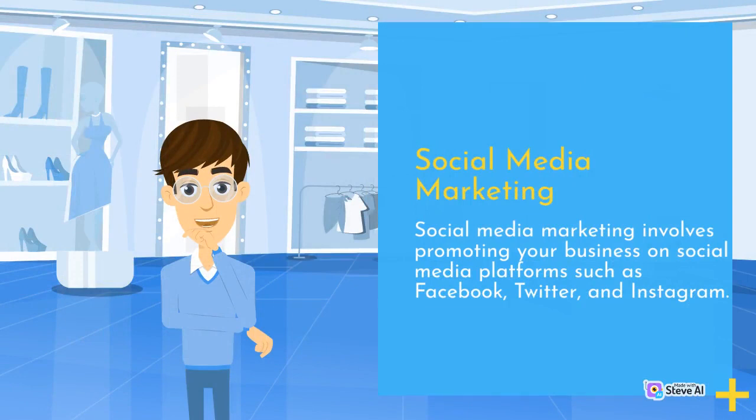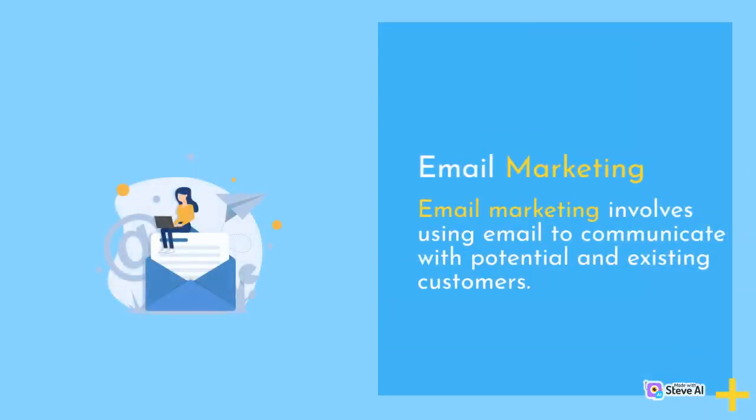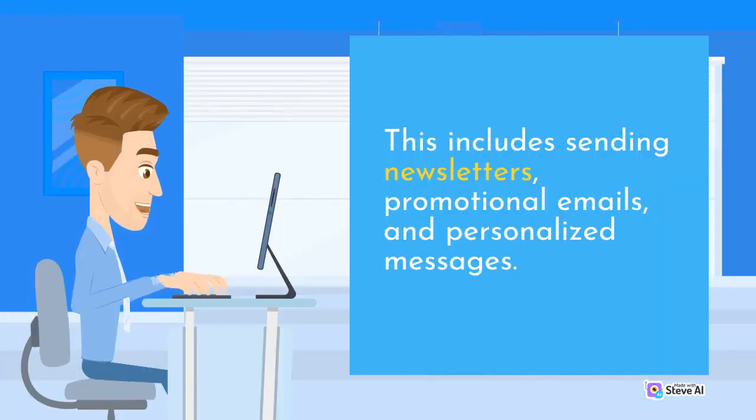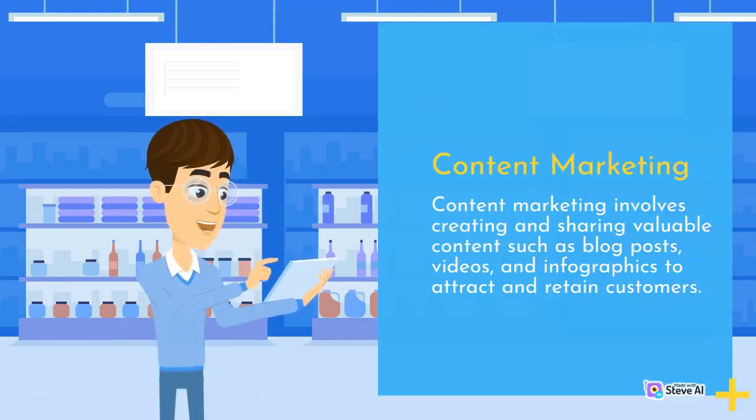Social media marketing. Social media marketing involves promoting your business on social media platforms such as Facebook, Twitter, and Instagram. This is done by creating engaging content, running ads, and responding to comments and messages from customers. Email marketing involves using email to communicate with potential and existing customers, including sending newsletters, promotional emails, and personalized messages. Content marketing involves creating and sharing valuable content such as blog posts, videos, and infographics to attract and retain customers.